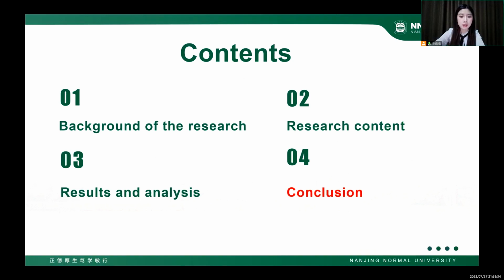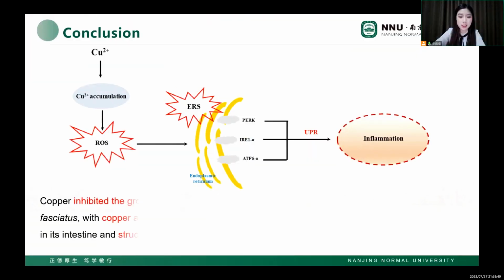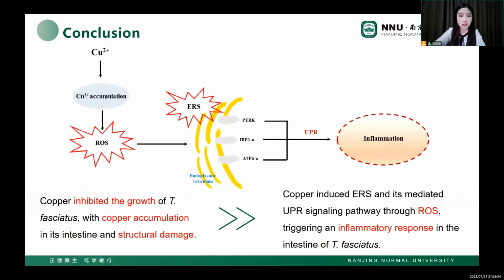And finally, let's conclude our study. Our study suggested that copper exposure significantly inhibits the growth of T. fasciatus and induces copper accumulation and structural damage in the intestine. Overall, through in vivo and in vitro experiments, we found that copper exposure induces ERS and its mediated UPR signaling pathway through ROS, triggering an inflammation response in the intestine of T. fasciatus.